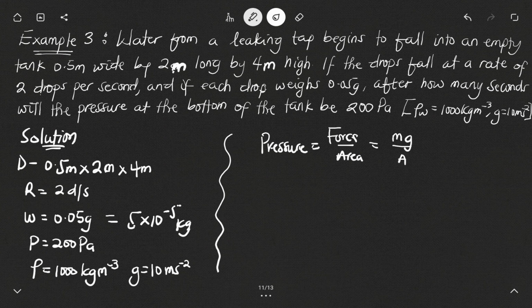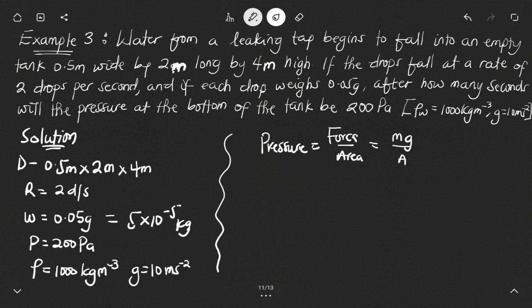So let me take that again. In order to calculate the seconds that have passed, we need to know how much water is in the barrel or container for us to have 200 pascal. We need to calculate the weight or the mass. Let me be specific: the mass of the water in the tank. If we get the mass of the water in the tank, since we have the rate at which it was dropping, the number of drops based on the weight of each drop will give us the total mass. Then we can use that to calculate the other parameter, which is the seconds that we're asked to find.